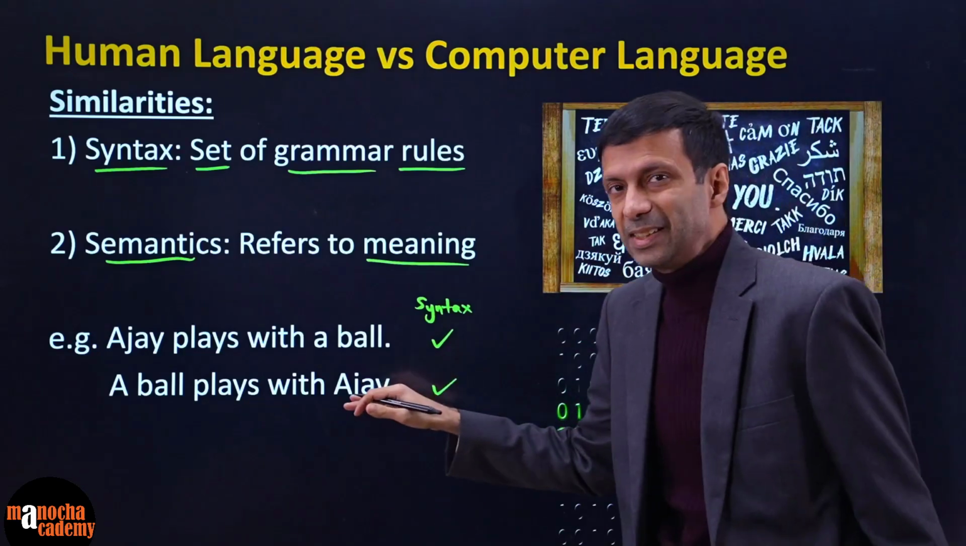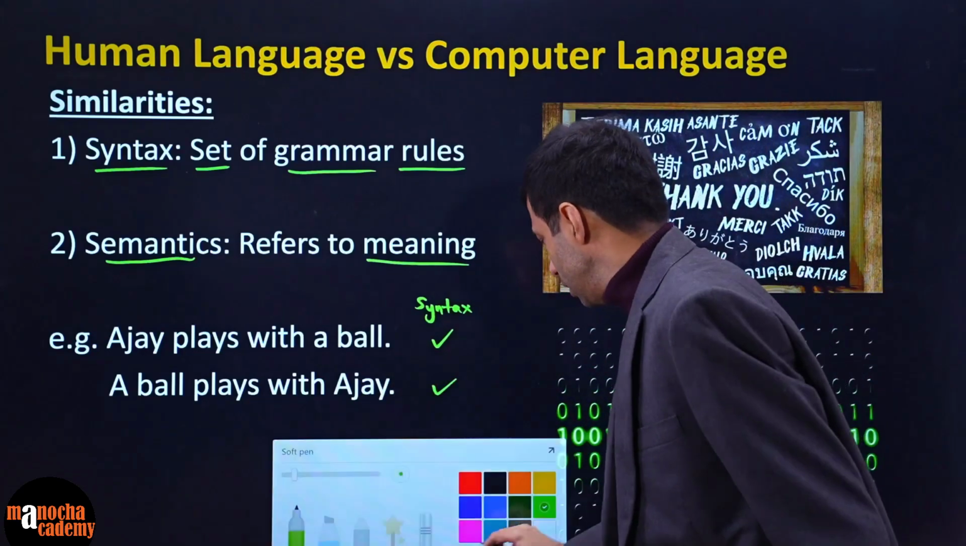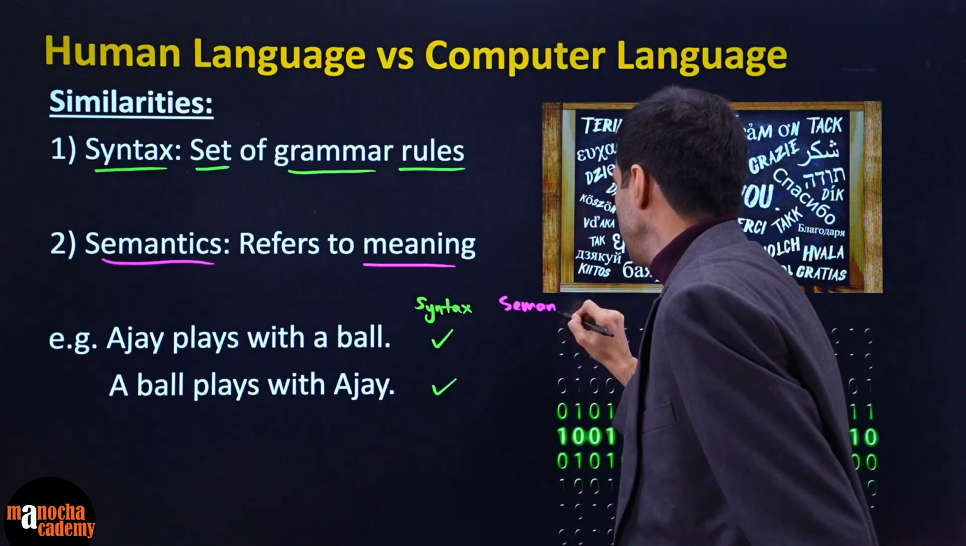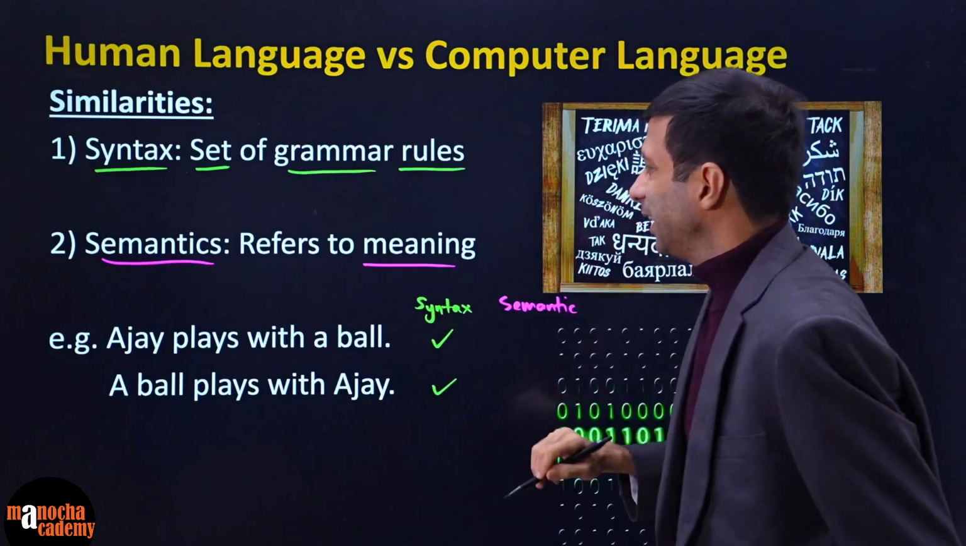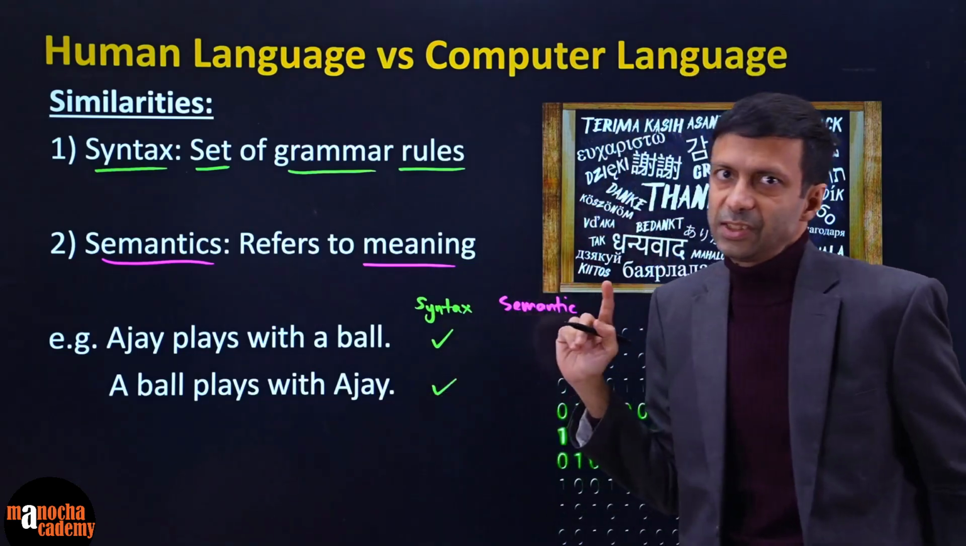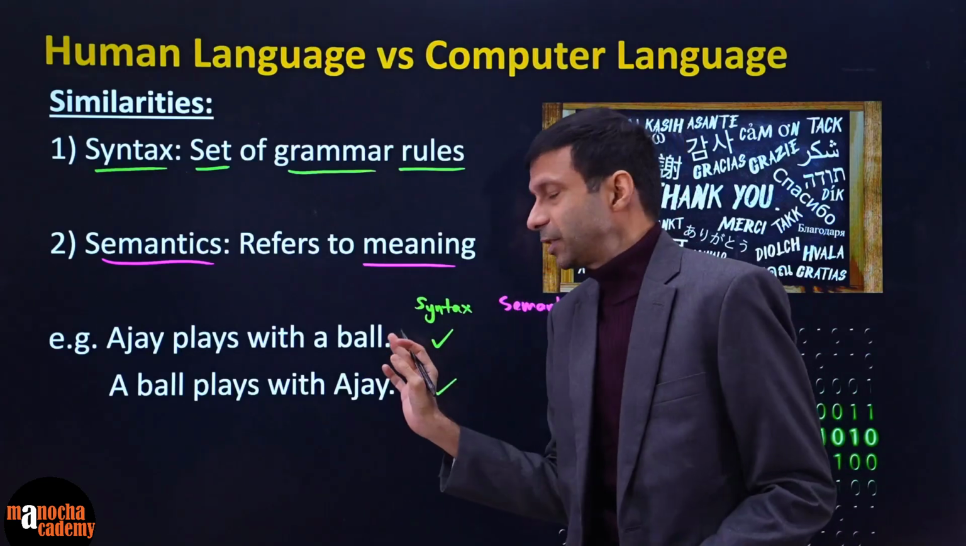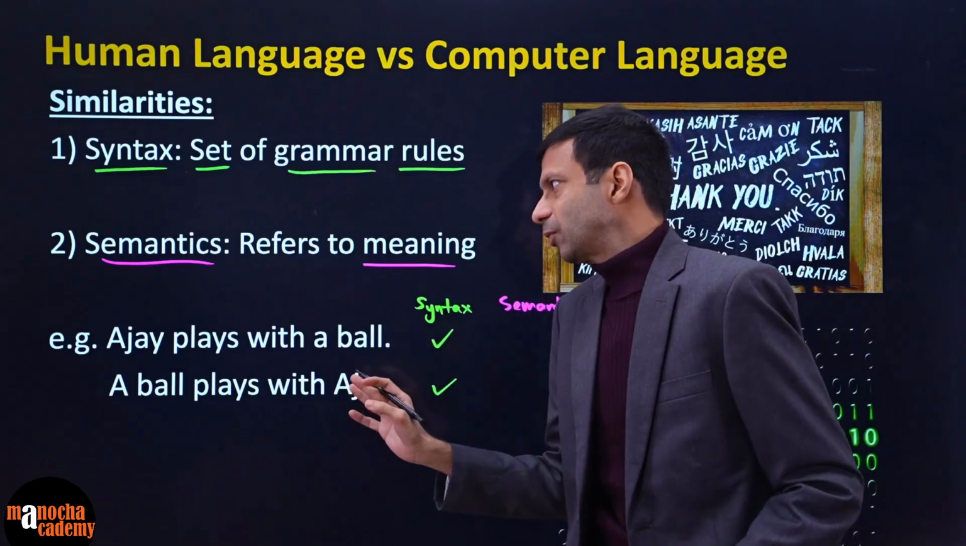Or does the second sentence have any meaning? So let's use the pink color for semantics. Can you tell me which sentence is semantically correct? Syntactically, both sentences are correct. There's no grammar error. Unless you are more expert than me in English, you can find some grammar error, let me know. But syntax-wise, these are correct.